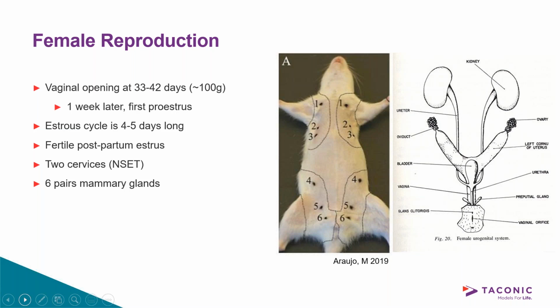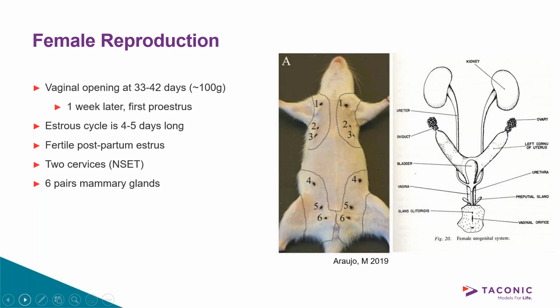And so after the vaginal opening occurs, 1 week later, they're going to have their first proestrus. So proestrus is at that start where they're going to be receptive to the male and then begin their estrus cycle. Estrus cycle is pretty similar to the mouse. It's 4 to 5 days long.